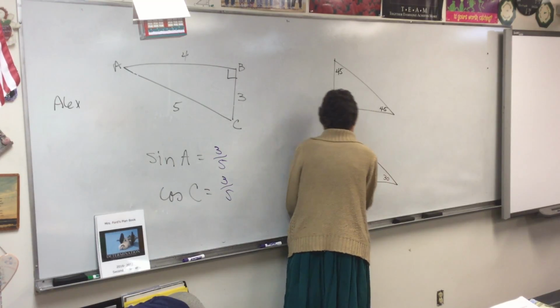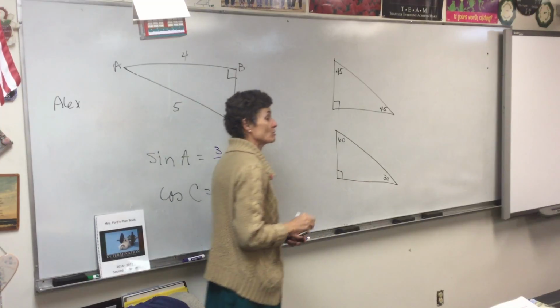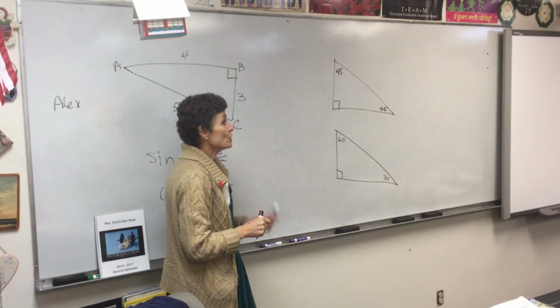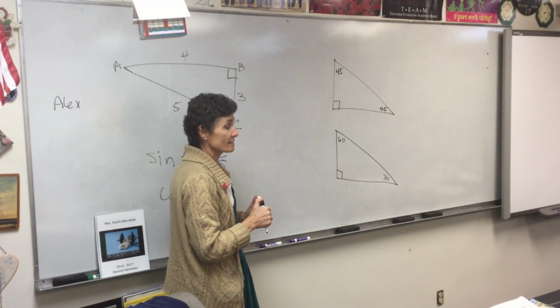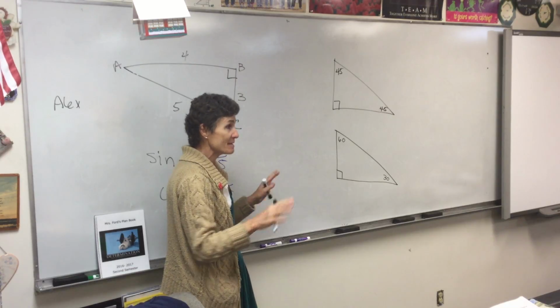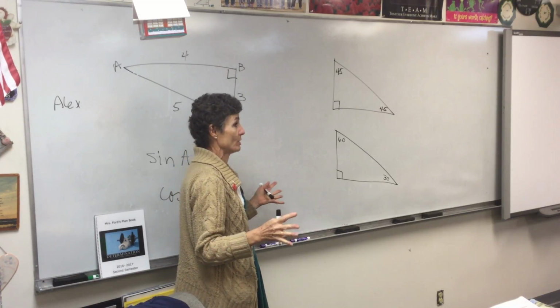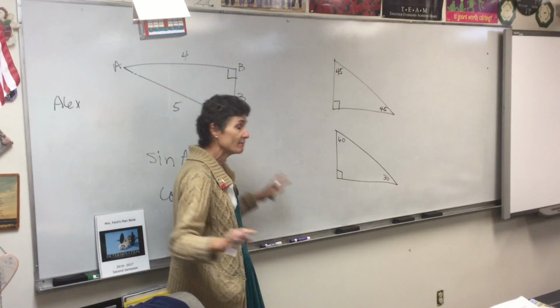30, 60, 90. Yep, there we go. Those are our special right triangles. You need to memorize them, and again, at the beginning here, it's like a brand new language. We got to learn the language, got to learn the definitions.